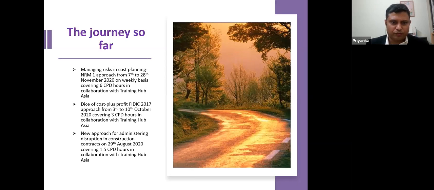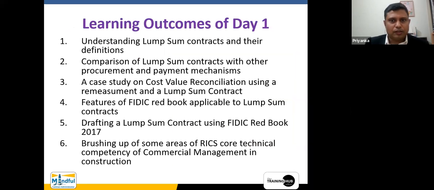That was also a very successful session. We had 2 sessions in that one. And then managing risks in cost planning using NRM1. We had 4 sessions related to that one, and we recently concluded. So this is going to be the last session in this year, even though we started in August. Every month we have been planning to deliver certain fruitful sessions for our practicing quantity surveyors and contract administrators, right?